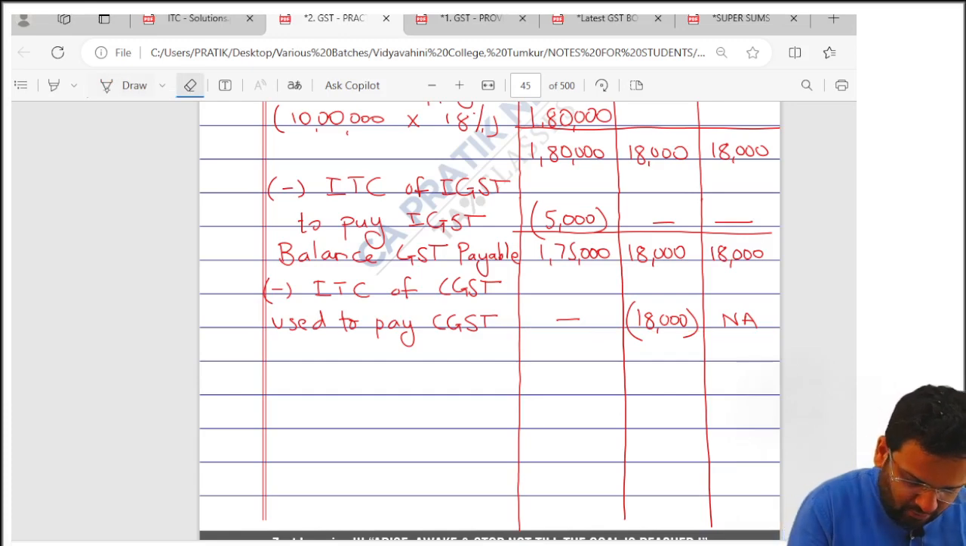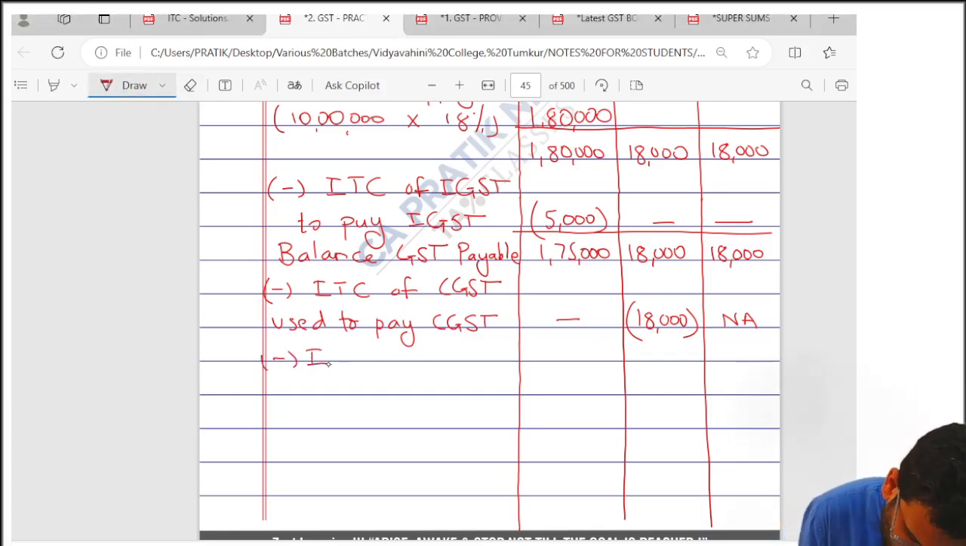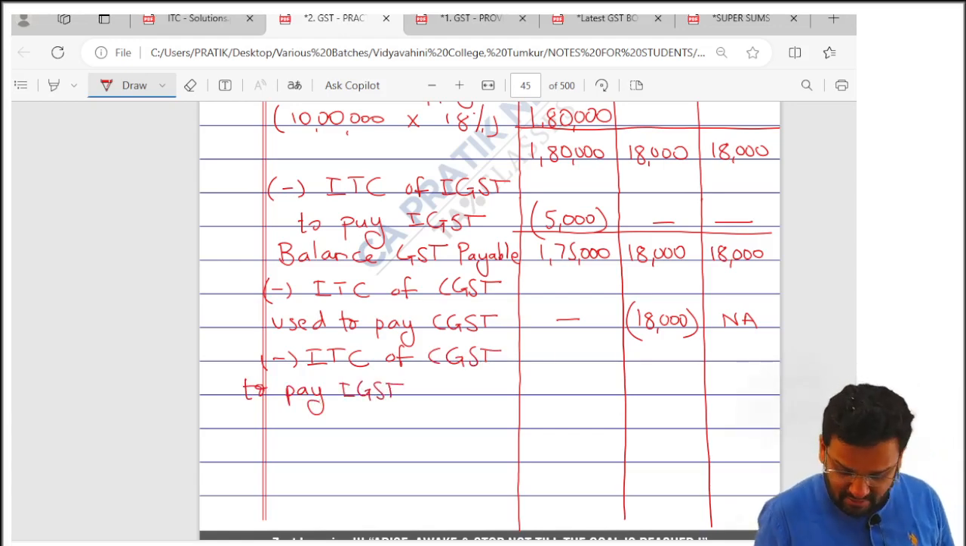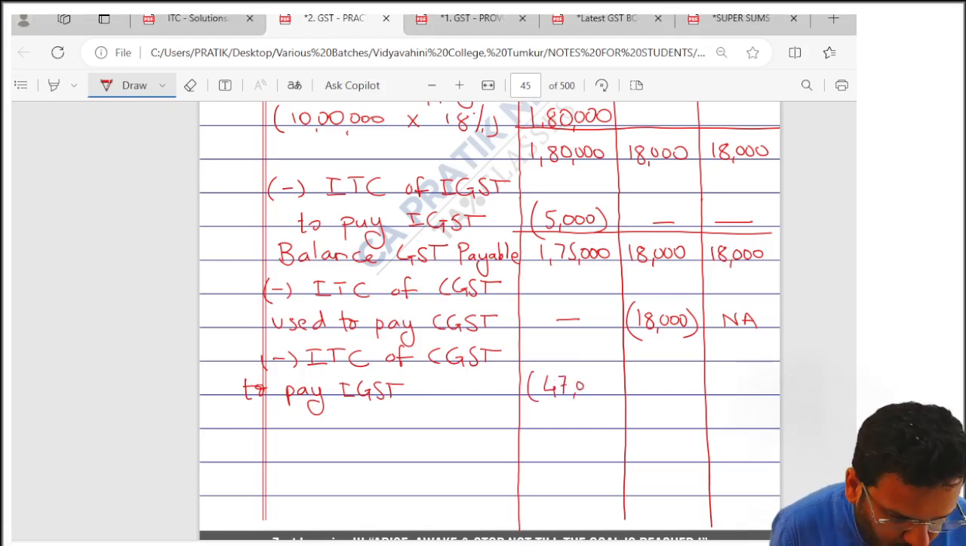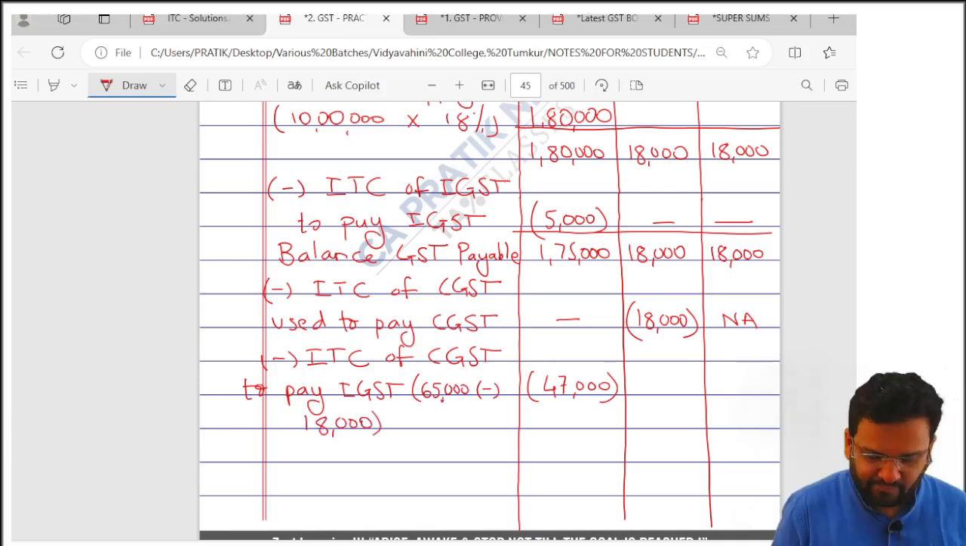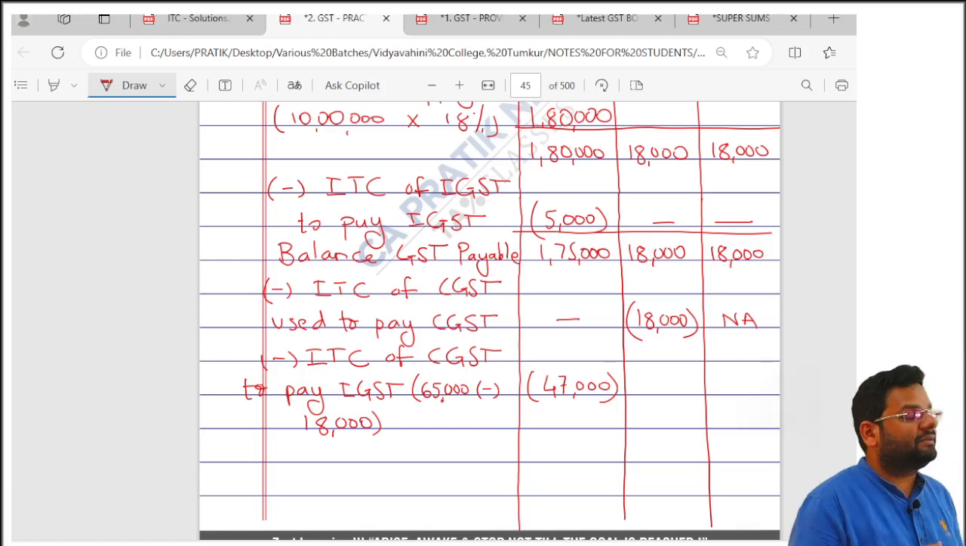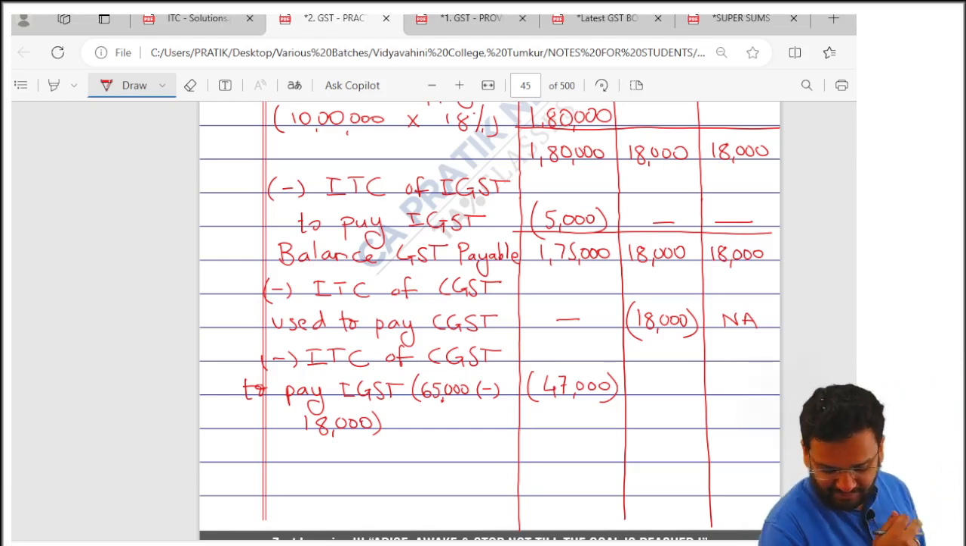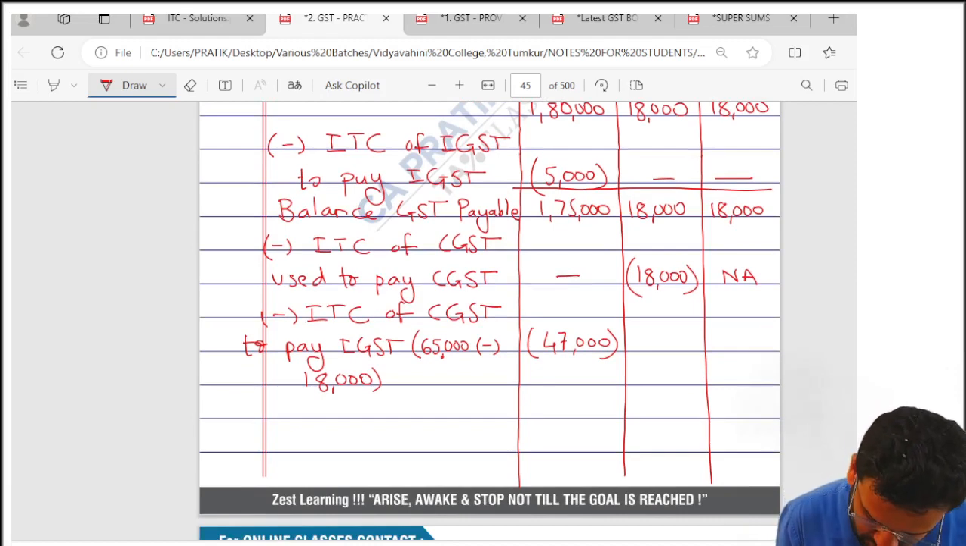Fine. Can you tell me now? Less ITC of CGST again to pay IGST. How much is balance? 47,000. Please tell me how you got 47,000. 65,000 minus 18,000, 47,000. After this, tell me balance GST payable.